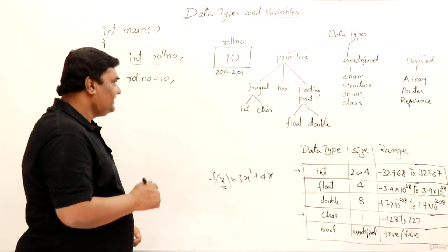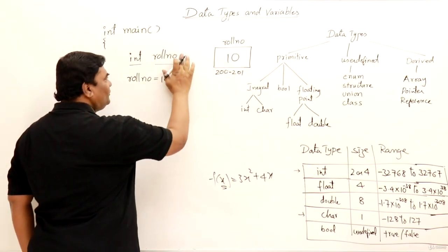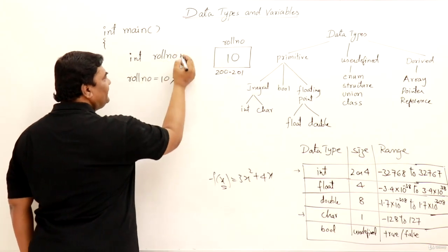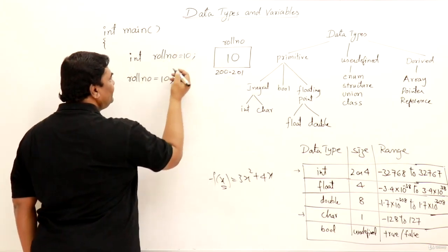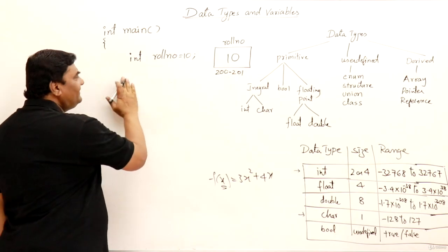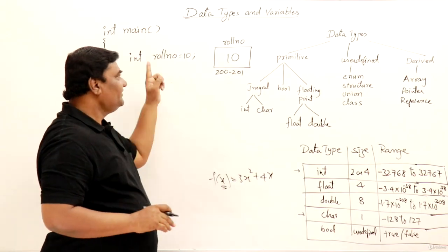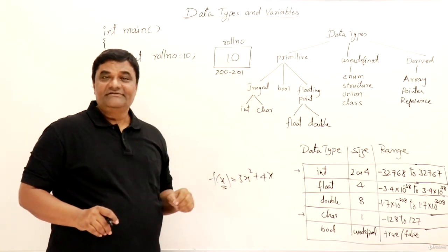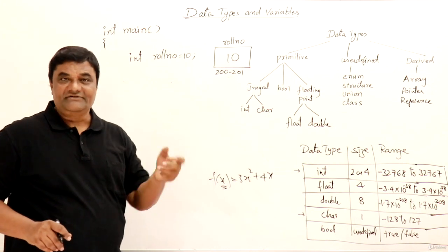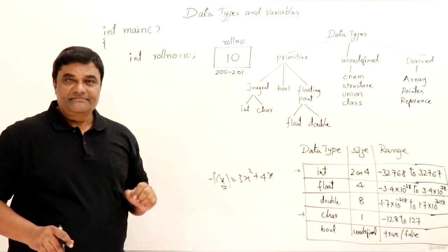Now let us learn one more thing. Is it possible to initialize at that time only? Yes, you can assign 0 or 10 here also. So this will be declared as well as initialized. The variable is declared as well as it will have the value 10. It will not have a chance of getting a garbage value.